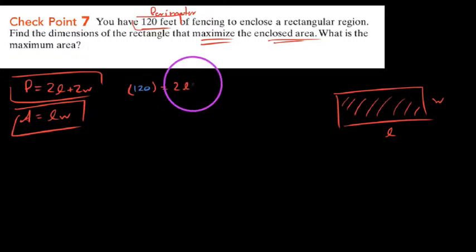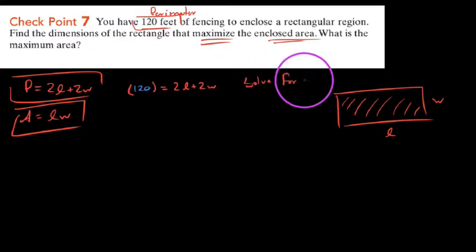I get 2 times the length plus 2 times the width. But what we're going to do is this. We are going to solve for L or W. And in this case, I'm going to choose to solve for L.